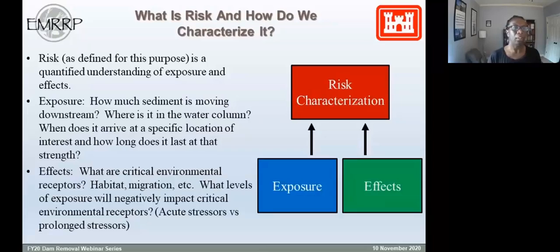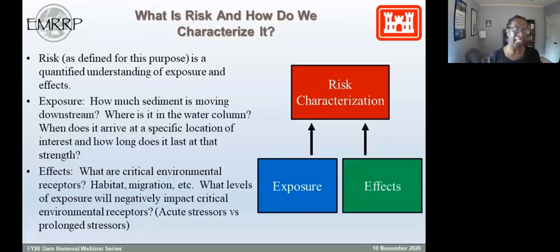Effects are what the critical environmental receptors are, such as habitat or fish migration or other biologicals that exist downstream of a dam, and what levels of exposure will negatively impact them. These levels might be acute stressors, so a quick jolt of suspended sediment concentration moving through the system, or it might be something prolonged. So understanding both exposure and effects is essential to characterizing risk.